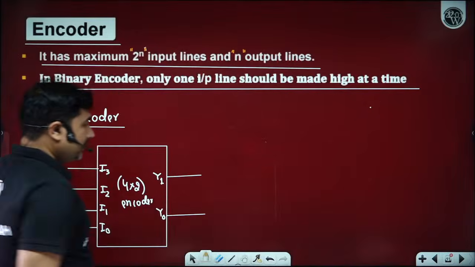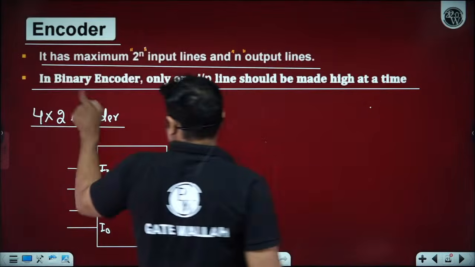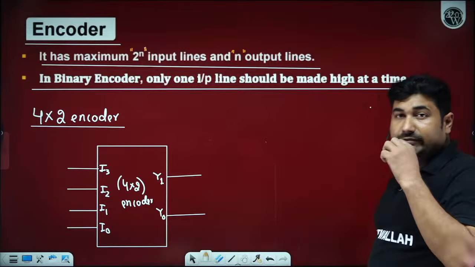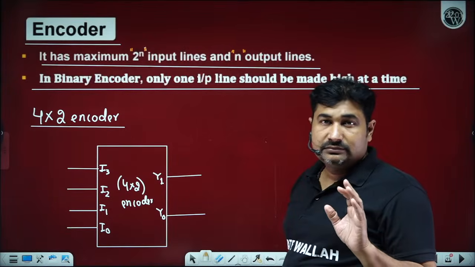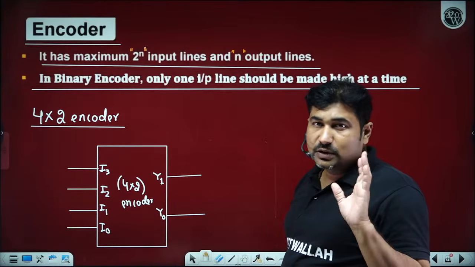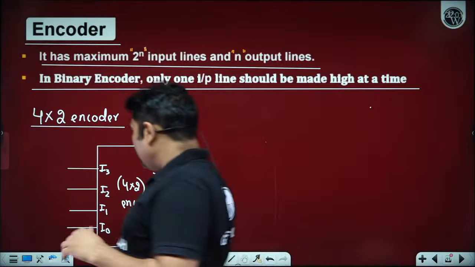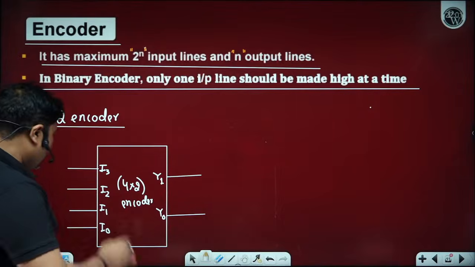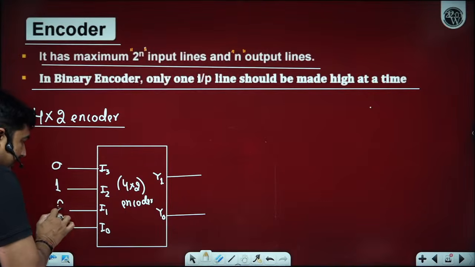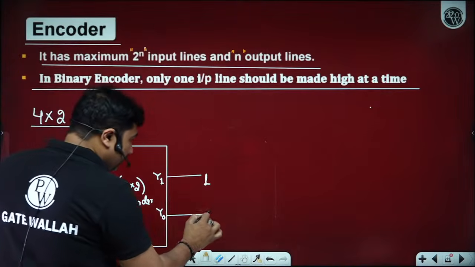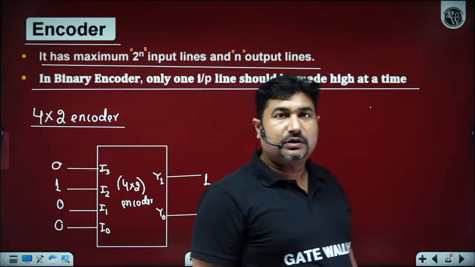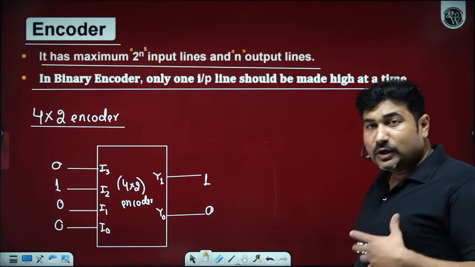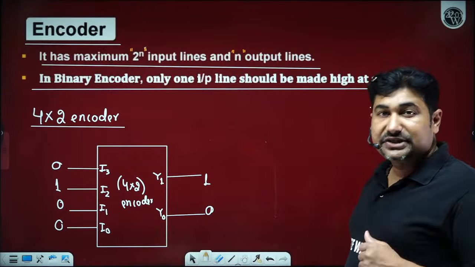Now please observe, beta ji. As per the line, in a binary encoder, only one input is high at a time and all other inputs are 0 for that time. So only one input is high at a time. Suppose if I2 is high, then you will get the binary of 2. How many of you able to understand? Yes, sir.